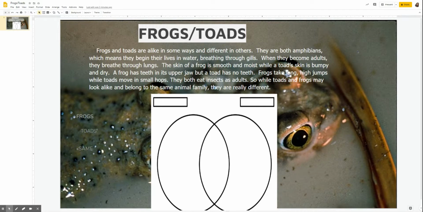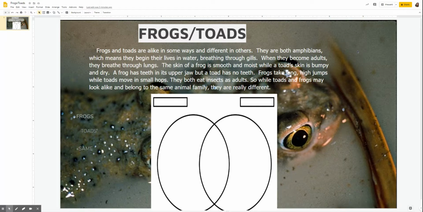Frogs and toads. So, based on the title, a lot of times we can make a prediction of what our passage is going to be about. If the title is Frogs and Toads, I can make a prediction that the passage is probably comparing how frogs and toads are alike and different. After we read this passage, we'll be able to use a Venn diagram to organize how frogs and toads are the same and different.